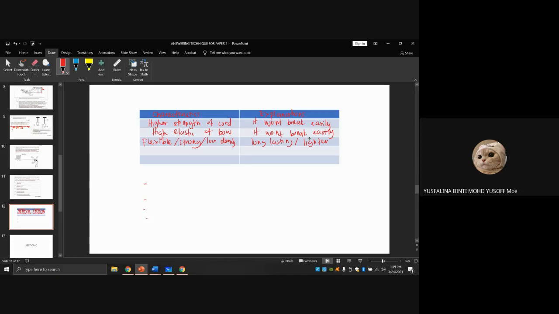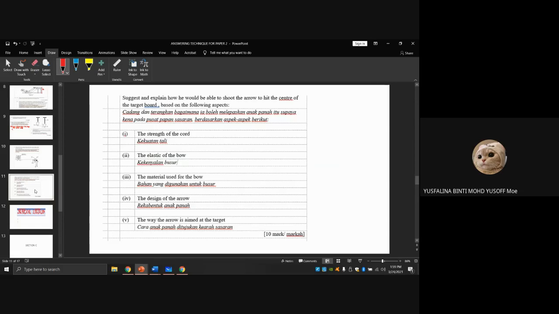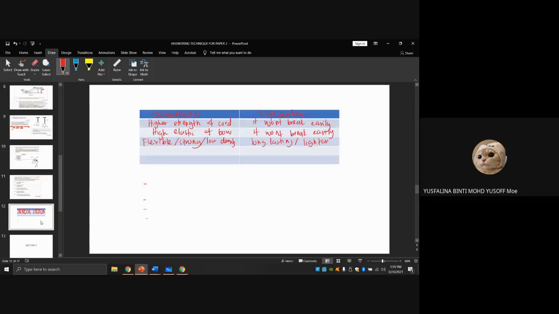Okay, we move on to the next one. Design of the arrow. What is the design of the arrow? Anyone have an idea? Aerodynamic or aerofoil? Yes, aerodynamic. Why? To reduce the air resistance.